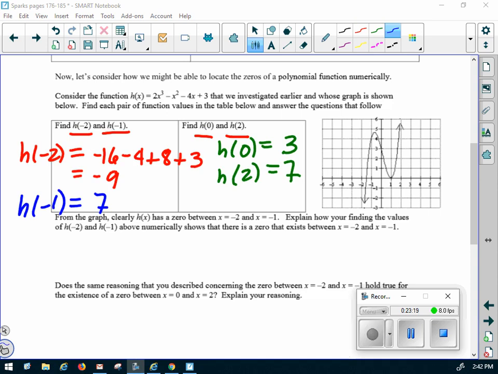Here's what I want you to do. Make sure you write down the answers from the other group. So you guys, make sure you write down in this box h of 0 equals 3 and h of 2 equals 7. You over here, make sure you write down h of -2 equals -9 and h of -1 equals 7.